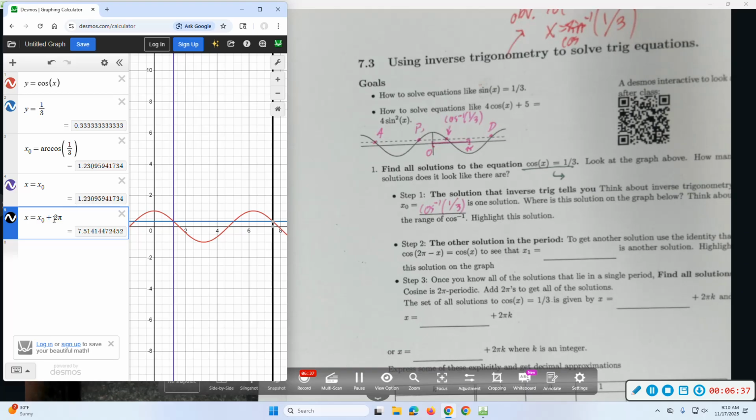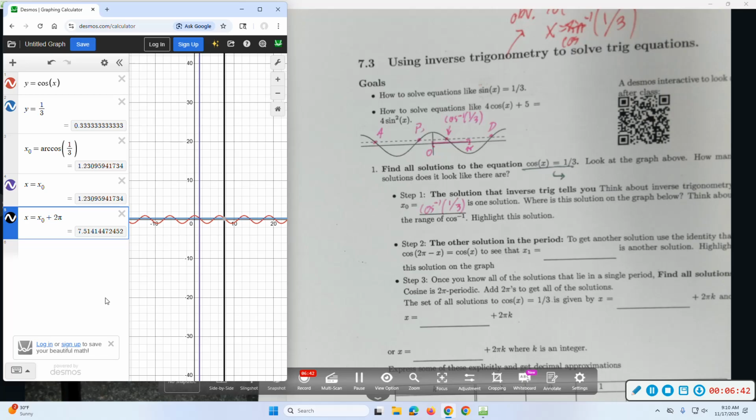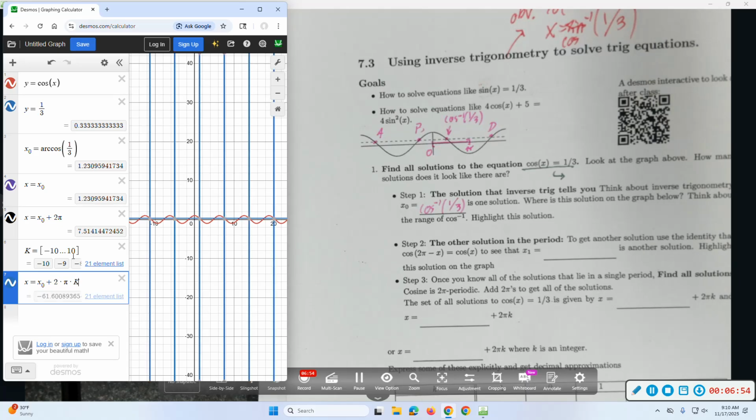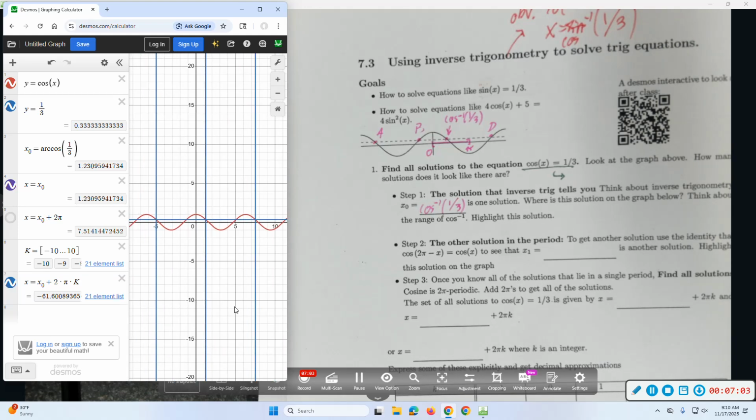In fact, I could get more solutions by adding more 2 pi's. Desmos lets you do that. I'm going to build a list. So there's a whole bunch of solutions, all separated by a multiple of 2 pi. Have I captured all of the solutions? I have infinitely many. That's something. I'm going to put those down.